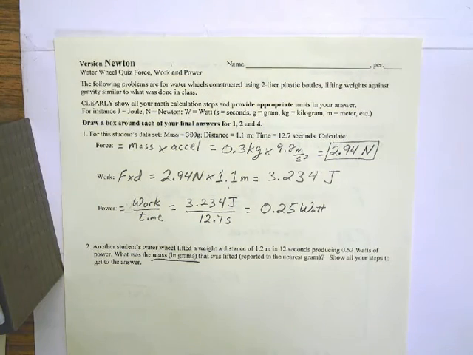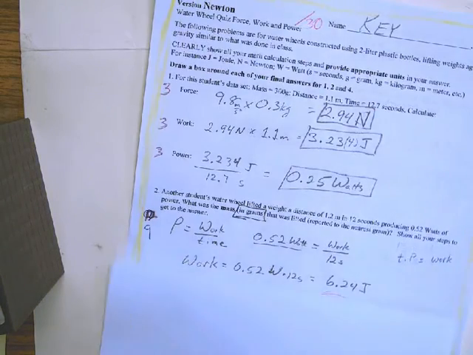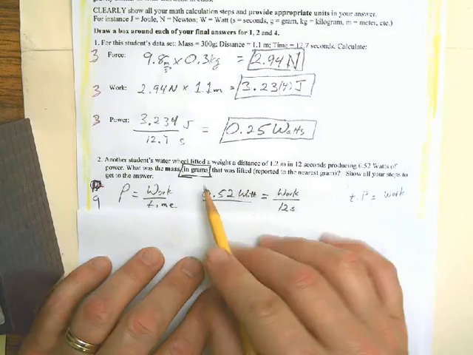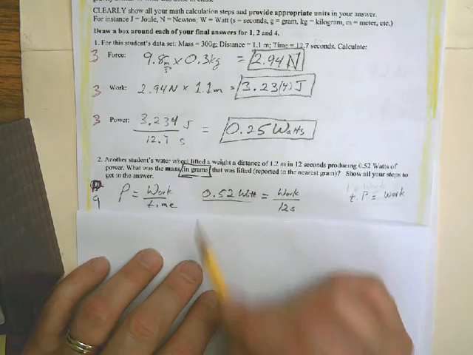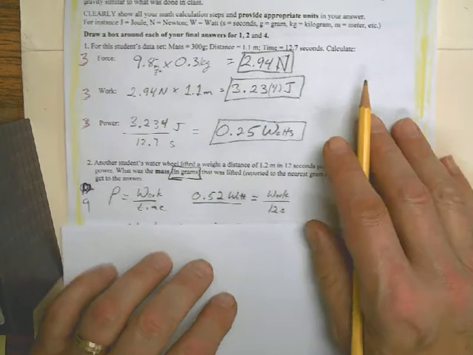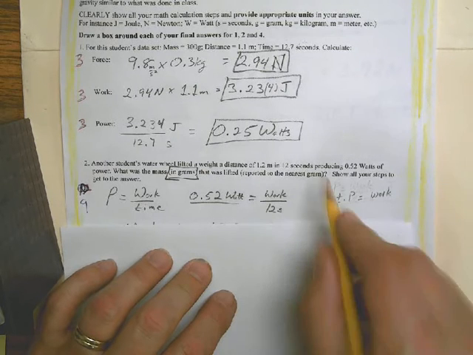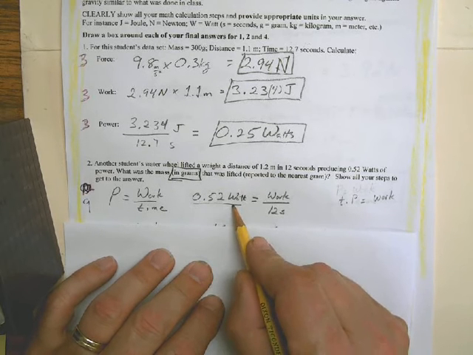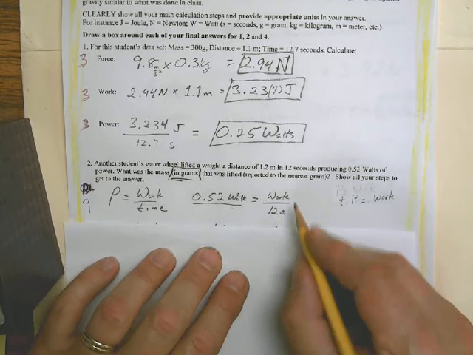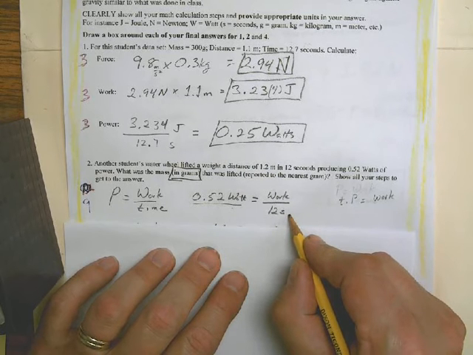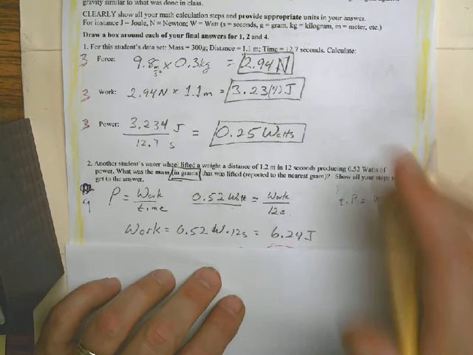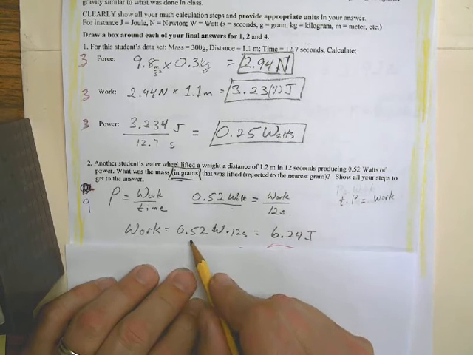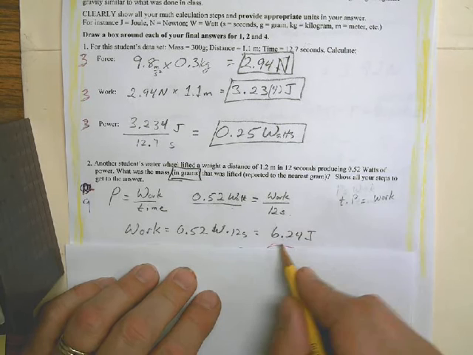Moving on to number two. I'm going to use this other sheet I had worked out here. We're asked to find the mass, which we have to find from the force equation, but we don't have enough information. If we look at the information we're given, we have two of the three terms for the power equation. That's power equals work over time. We know the power is 0.52 watts. Time is 12 seconds. So we can solve for work: 0.52 watts times 12 seconds equals 6.24 joules.